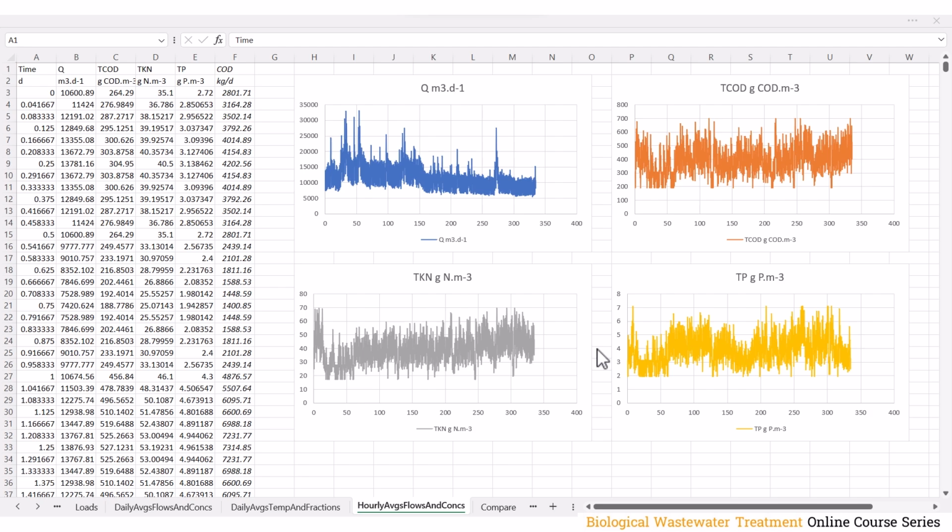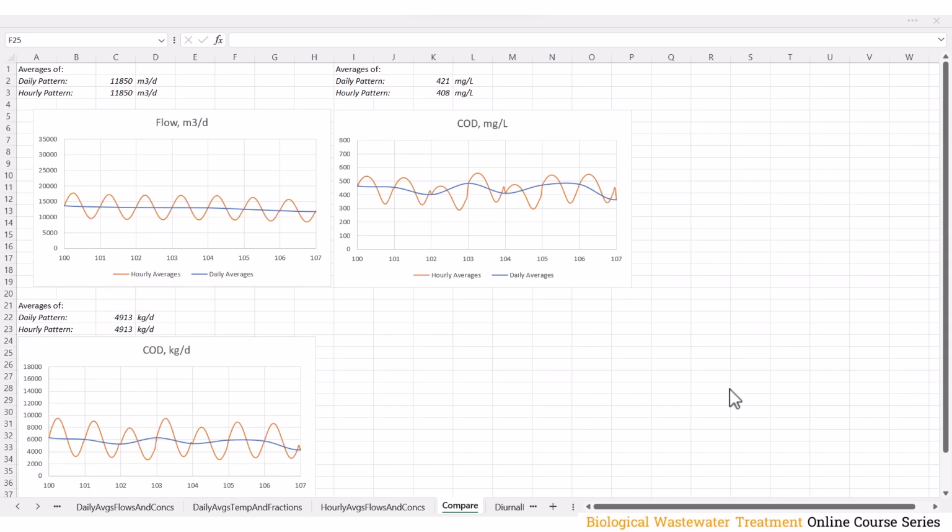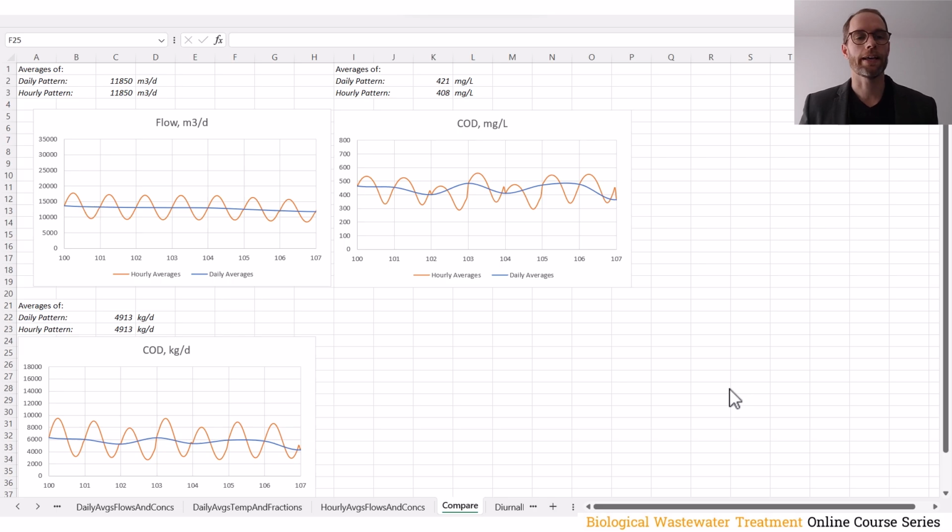So here you can see we have now developed the diurnally varying, or hour-to-hour, variation patterns of flow, COD, TKN, and TP. What's important is to go back and verify whether our hourly loading patterns still provide the same averages as the original data set on which they were based.